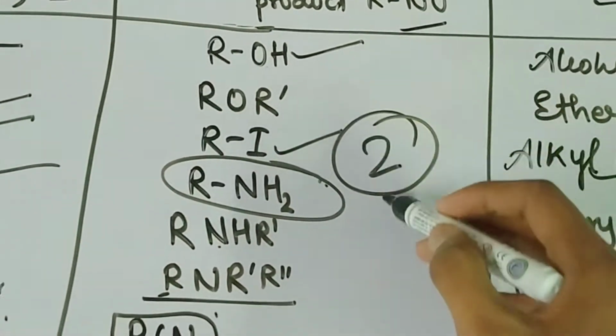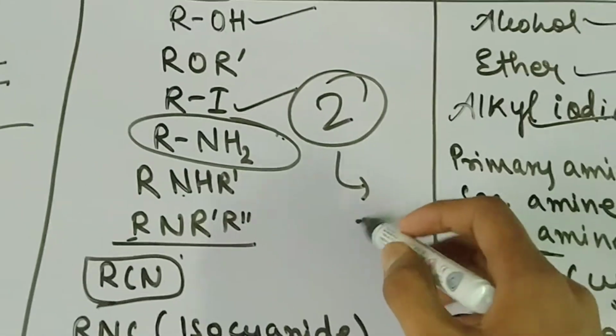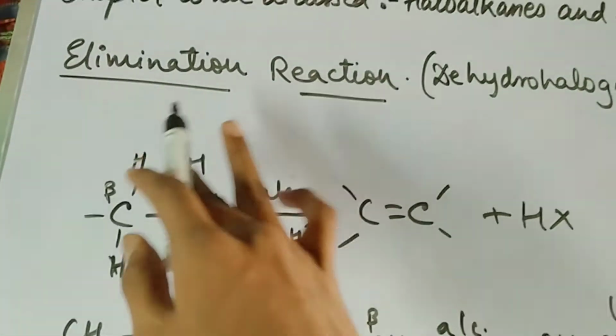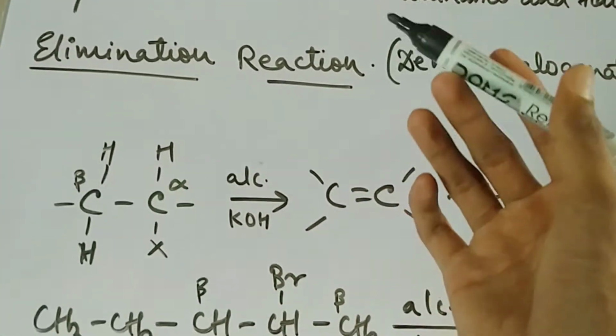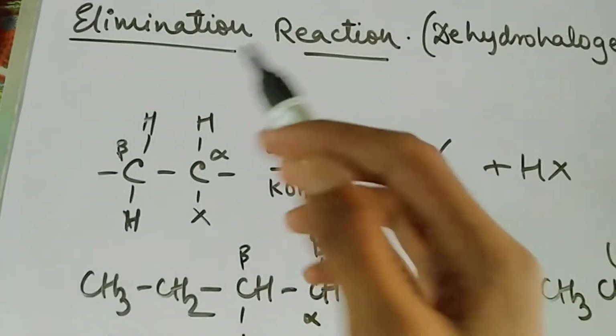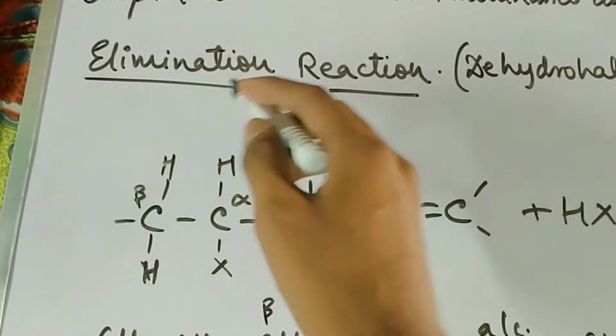Now we come to two more topics: the Grignard reagent and the Wurtz reaction. Now we discuss the elimination reaction. I'm really very sorry. After the elimination reaction comes the reaction with metals, and there we'll be seeing the Grignard reagent and the Wurtz reaction. So here I take the elimination reaction.